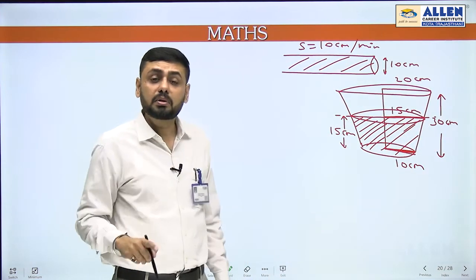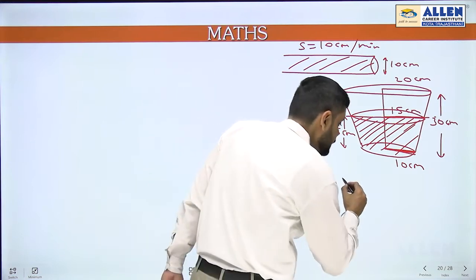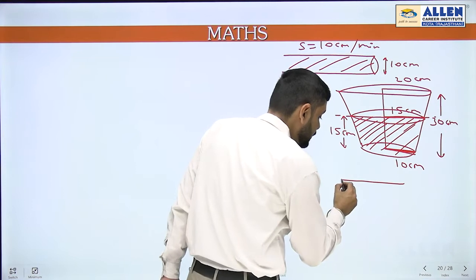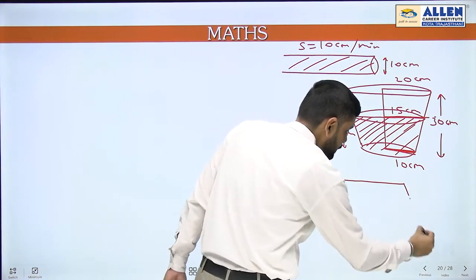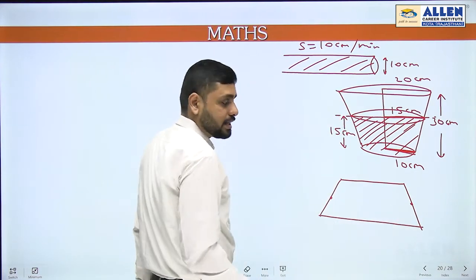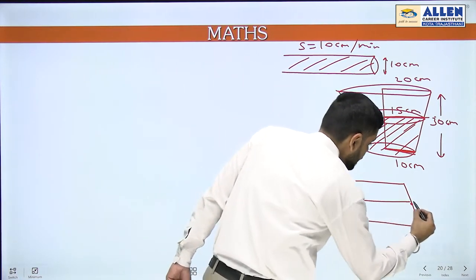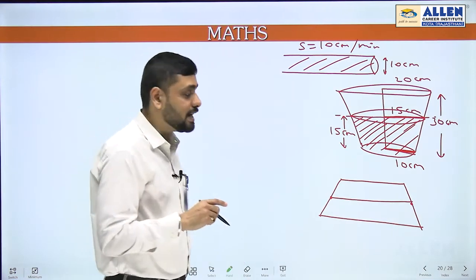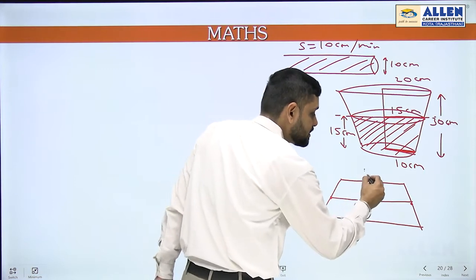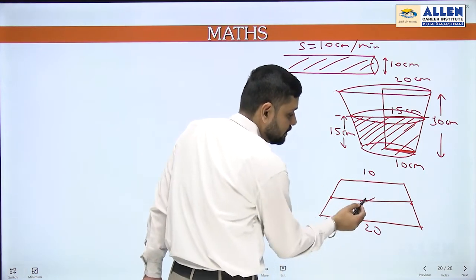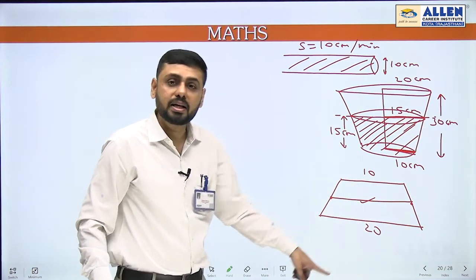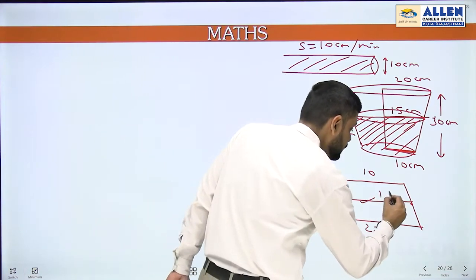This we can understand from the concept of trapezium. In 9th class, we have studied one property of the quadrilateral trapezium: whenever we draw a trapezium, and we draw a line joining the midpoints of the two non-parallel sides, then this side will be the average of these two sides. Suppose this side is 10, this side is 20, then this middle side is the average of these two sides, that is (10 plus 20) upon 2. So this will be 15, right.